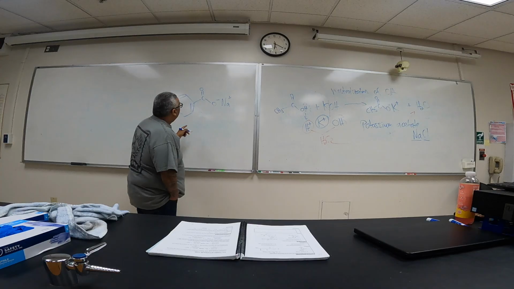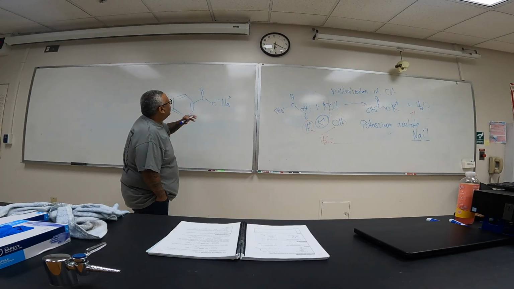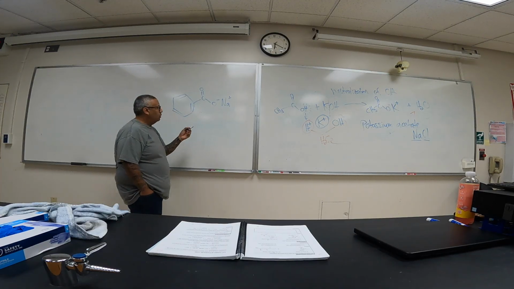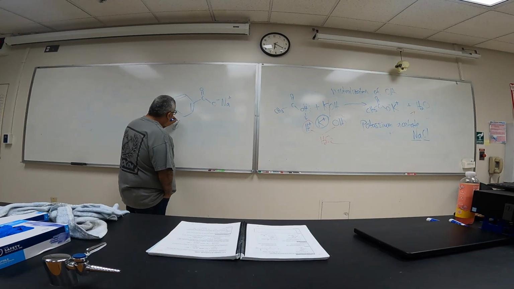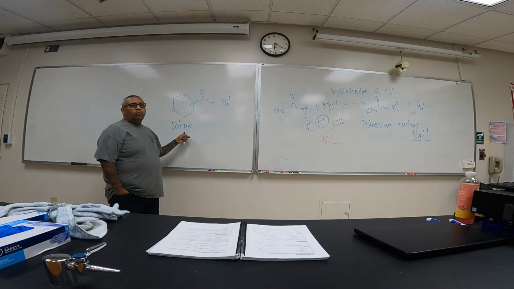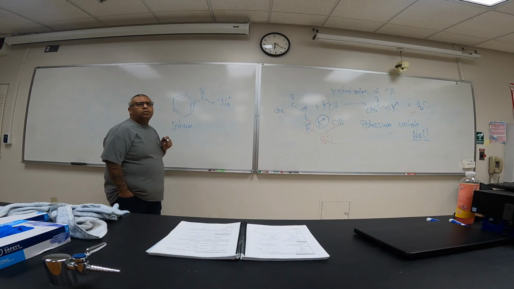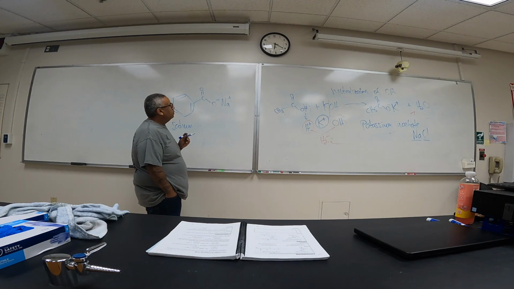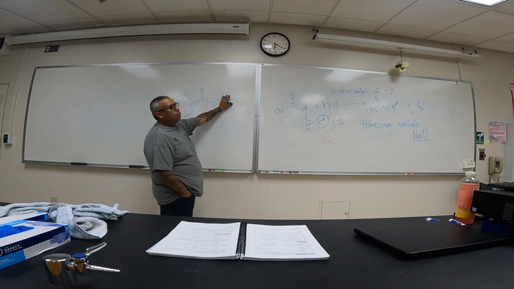So, Azalea, how would we name this structure then? We name the metal first. What's the name of the metal? Sodium. And then we name the carboxylate. Do you remember what the name of this was? You can look at your notes. It's okay. What's the name of that structure?